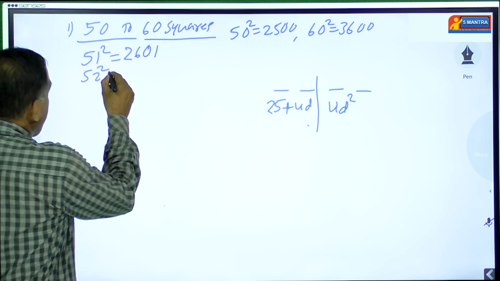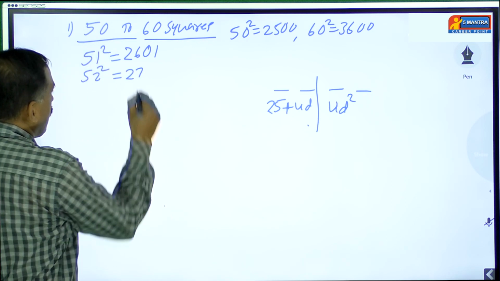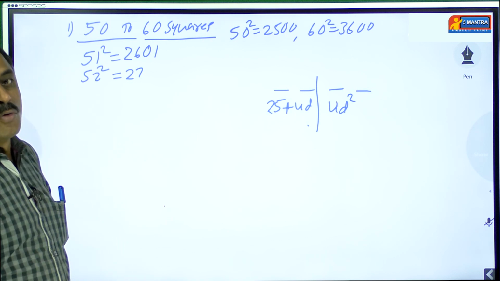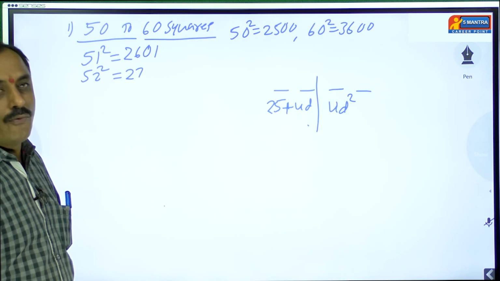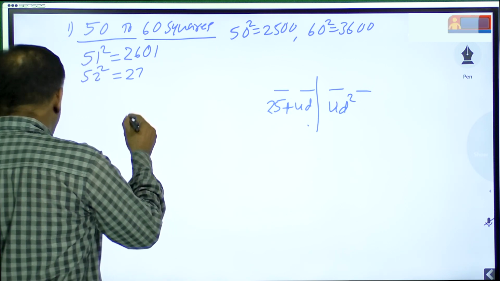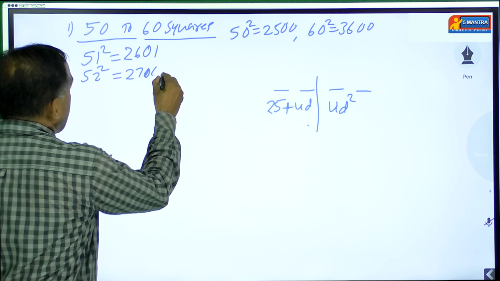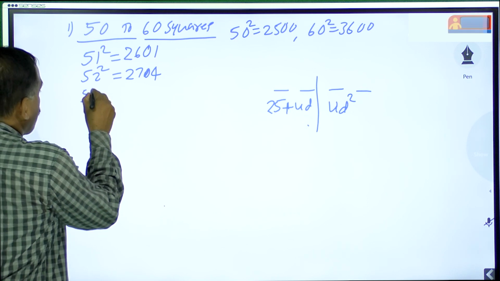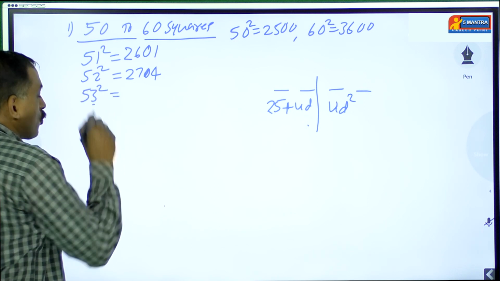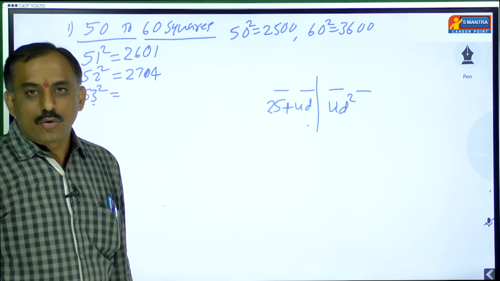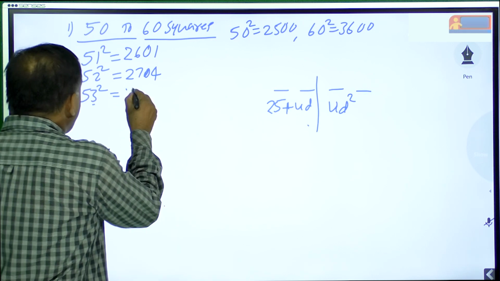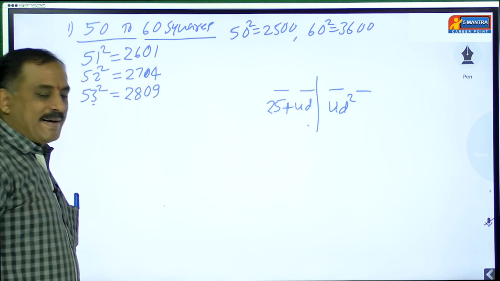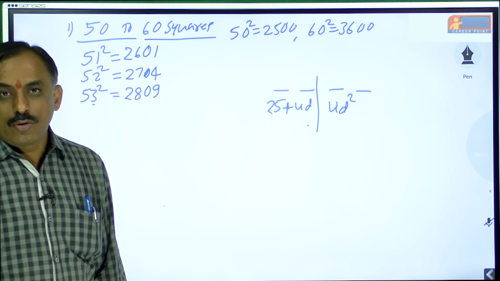What is 52 square? 25 plus 2 is 27. Then 2 square is 4, but 4 is not a 2-digit number, so write 04. So 52 square is 2704. Now 53 square. 25 plus 3 is 28. Then 3 square is 9, which is not a 2-digit number, so write 09. So 53 square is 2809.